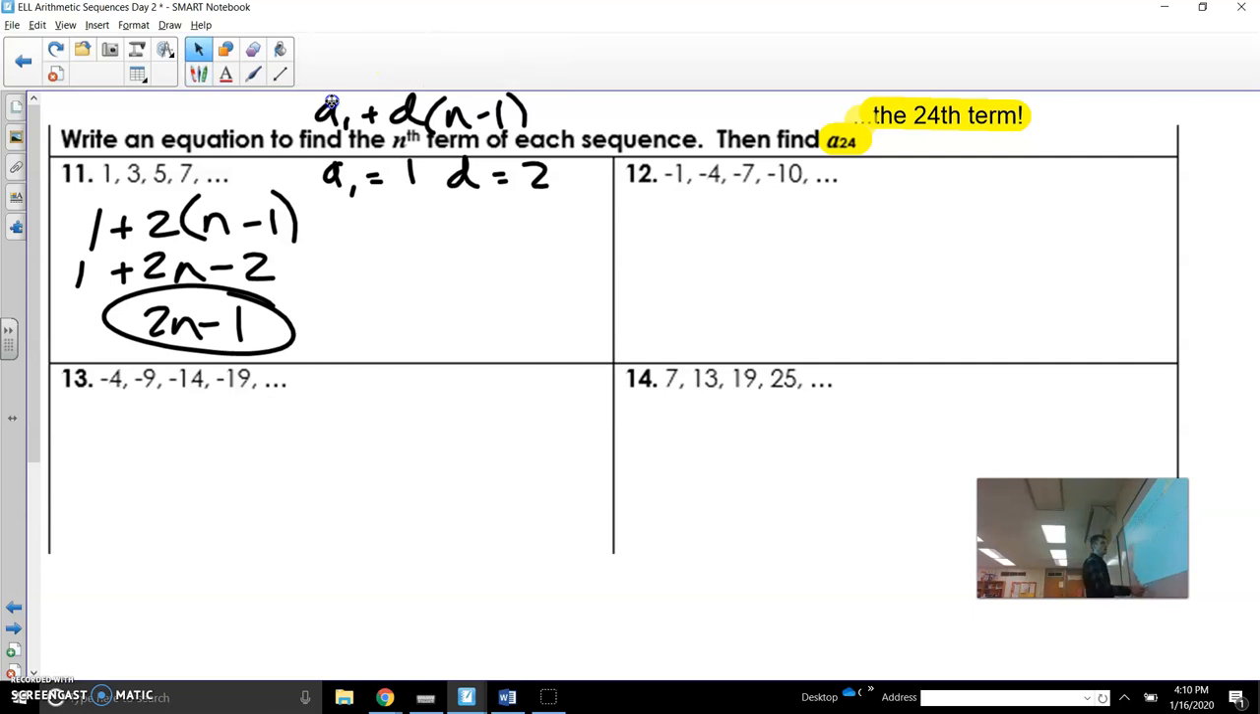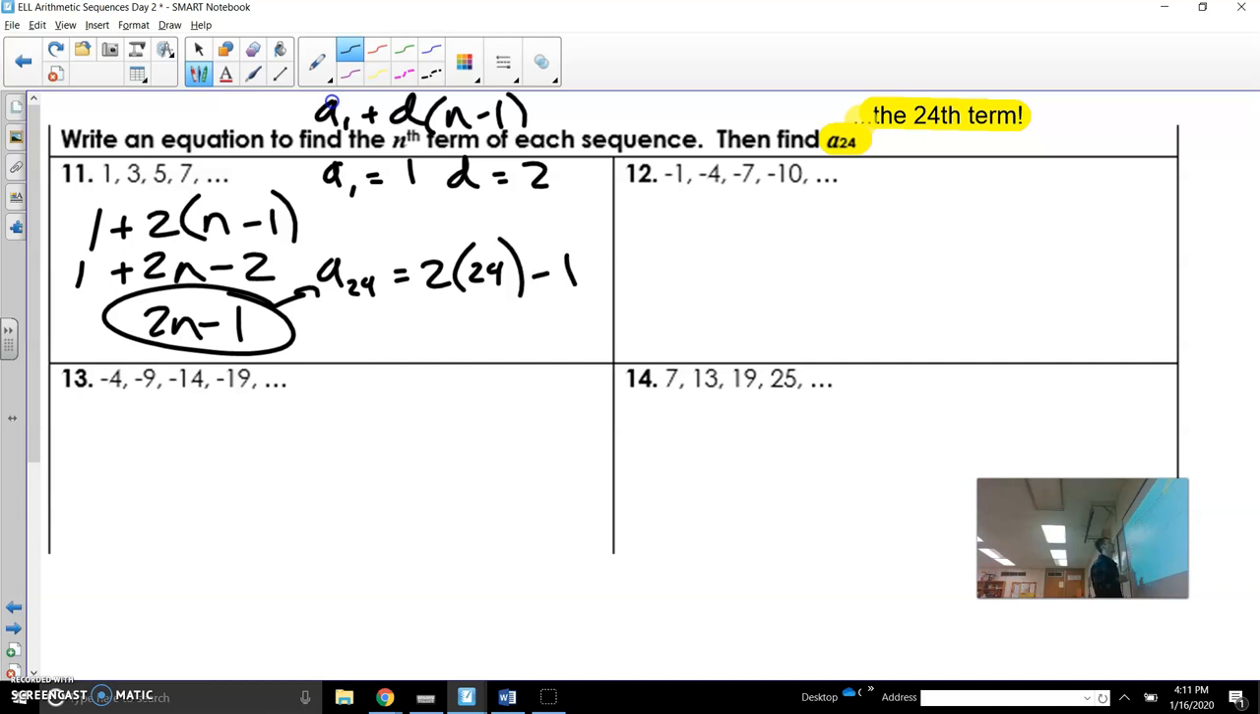For example, if I was to do 2 times 1 minus 1, you get the first number, which is 1. Or the second number is 3: 2 times 2 is 4, minus 1 is 3. So now we want to calculate the 24th term. So if I want a sub 24, let's do 2 multiply 24 minus 1. 2 times 24 is 48, minus 1, 47.